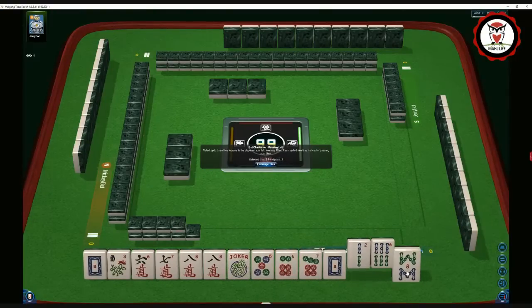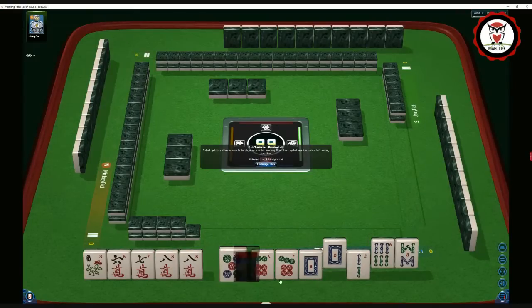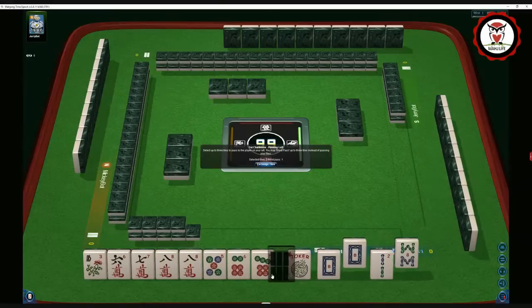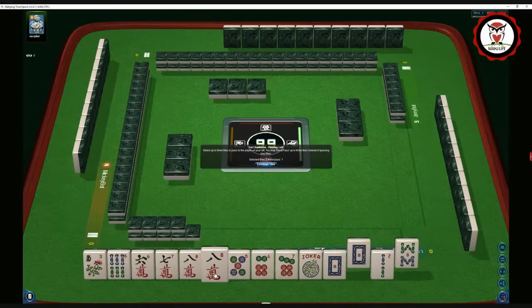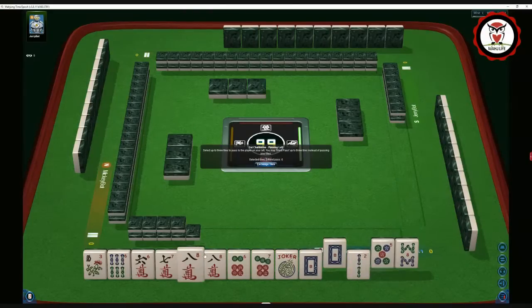2 bam, 8, I would not pass that. That would be a terrible pass. But what I would consider doing is keep the 2 and pass the white. Because we have 6, 7, 8, one suit Kong. Or we have, let's see, 6 bam, 7, 8 crack. Maybe let this 5 go. And that would be building around the 8 crack. I think this is what I would do.